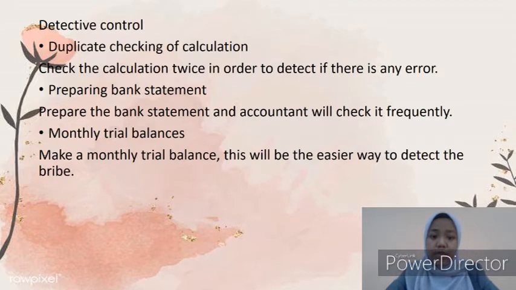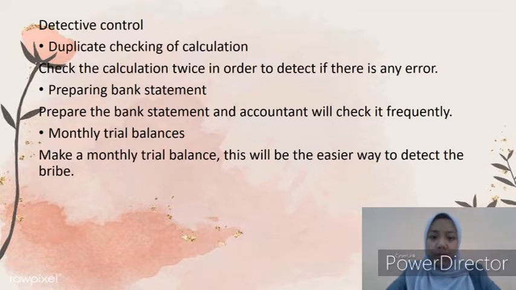The second one is detective control. In detective control, we have duplicate checking of calculation. The company needs to check the calculation twice in order to detect if there is any error in the statement. This makes it easier to check if there is any fraud or bribe made by the employees.